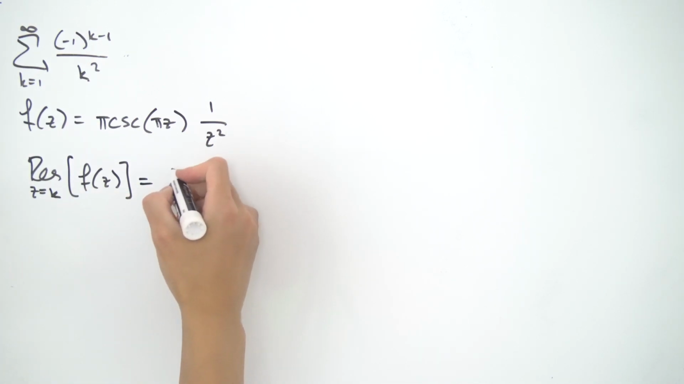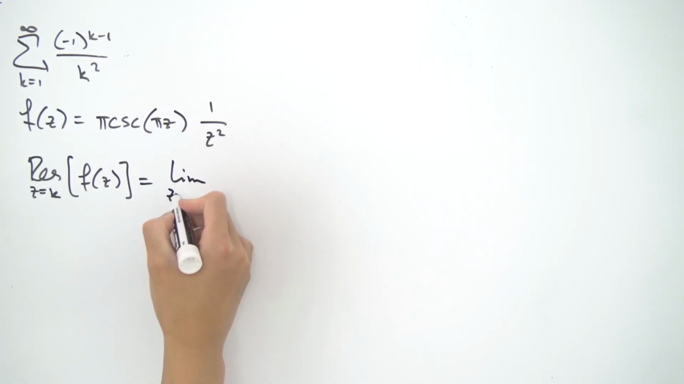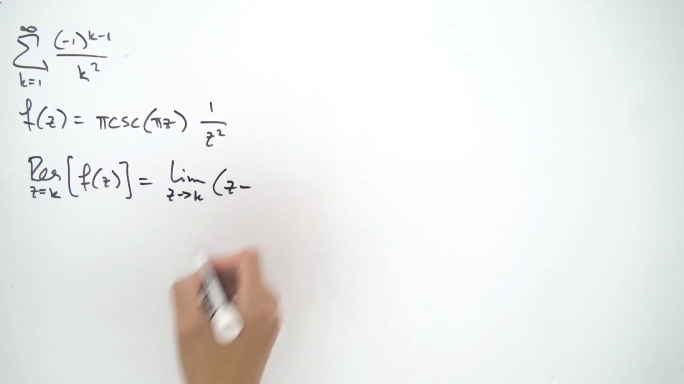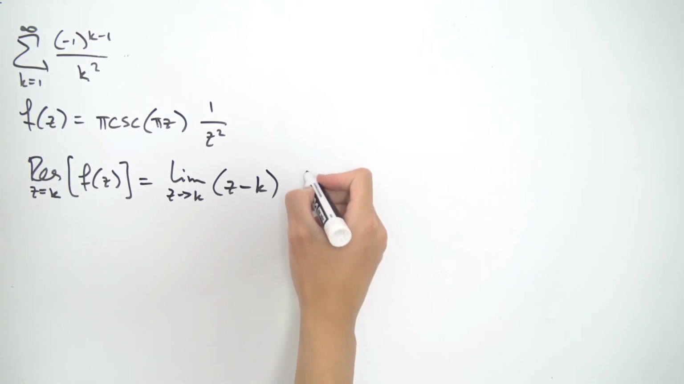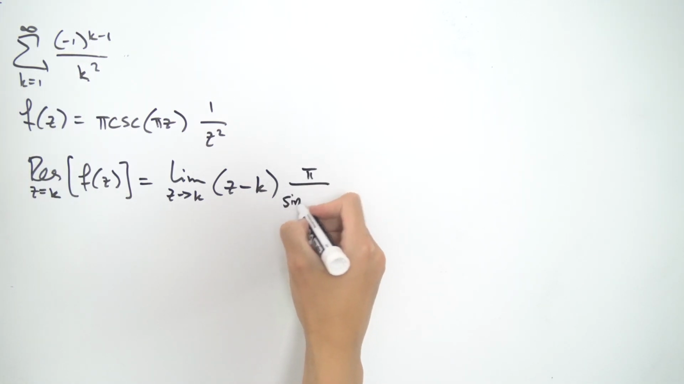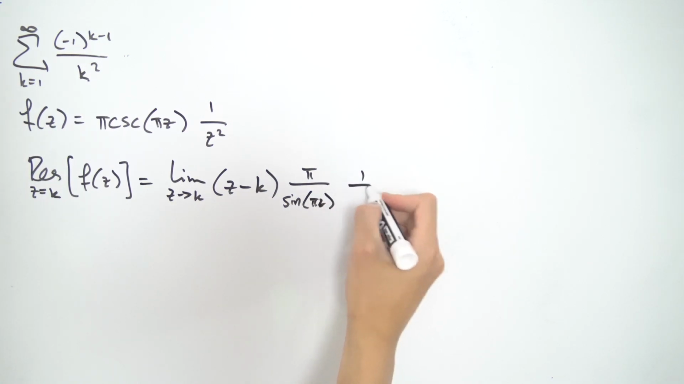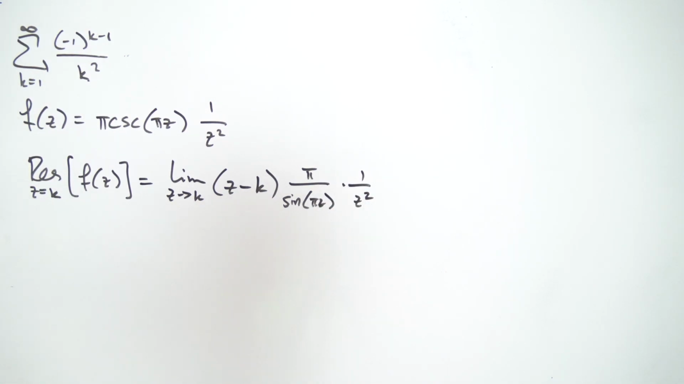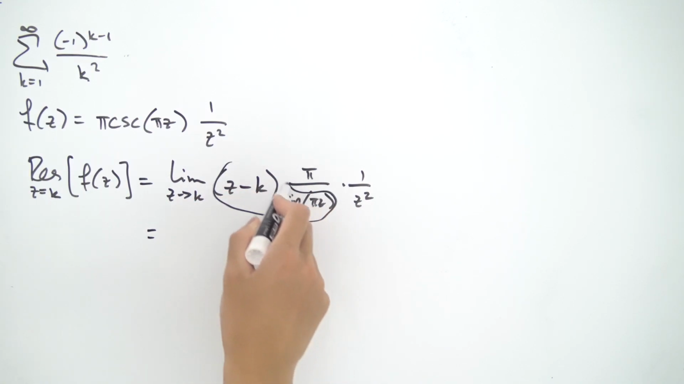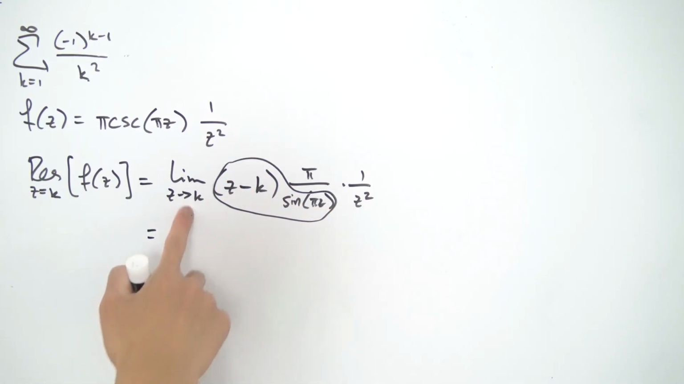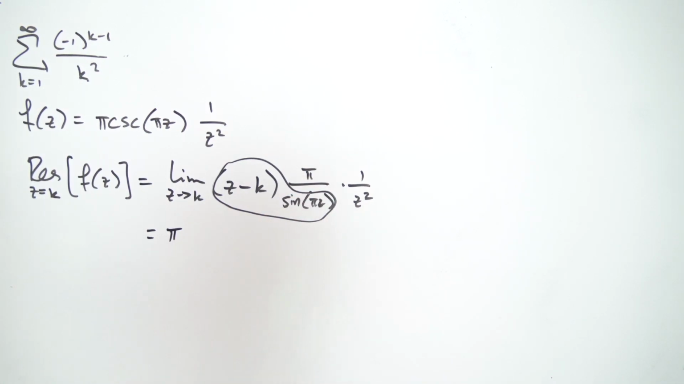So the residue at z equals k is the limit as z approaches k of z minus k times our function f of z. But I'm going to rewrite f of z as being pi over the sine of pi z times 1 over z squared, like so. Now notice that we can do a little bit of L'Hopital on this z minus k and sine of pi z, because as z approaches k on both of those, you're going to get 0 divided by 0, which isn't too great. Also, I'm going to bring this pi out to the very front.